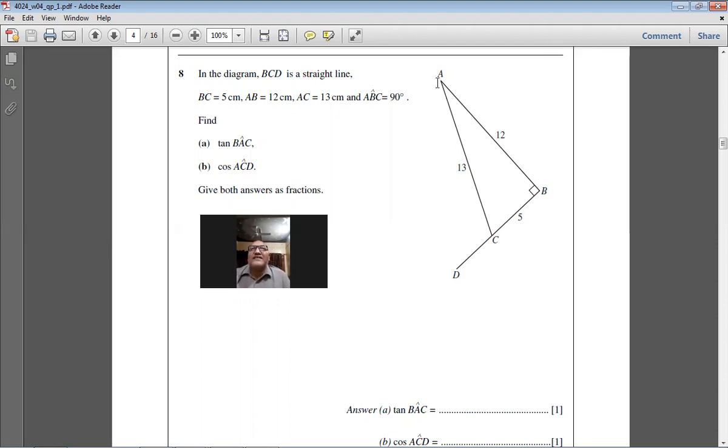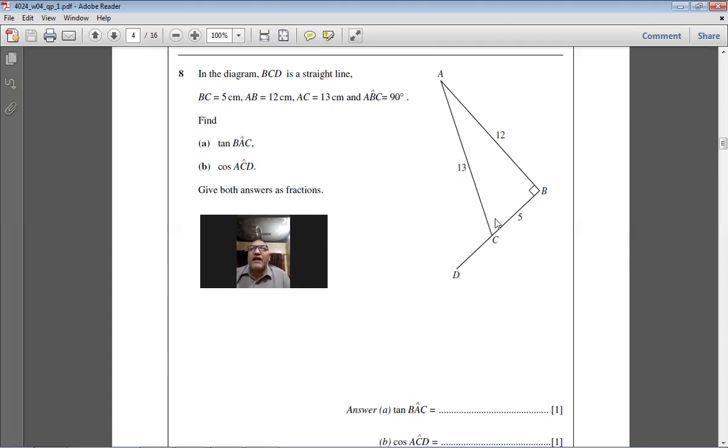The cos ACD, he wants the cos of this angle. This is not in a right angle triangle, but this angle here is in the right angle triangle. I will find the cos of this angle, and the cos of this angle will be the same, but it will have a negative sign with it, because you remember the formula, cos theta is equal to minus cos of 180 minus theta. So let me show you my work.